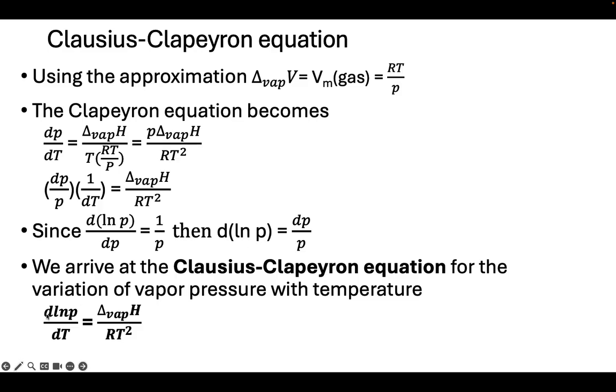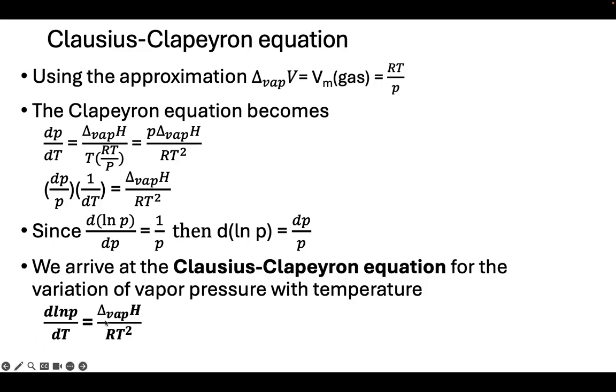So you end up with d natural log of P dT, that's what we have over on the left side here, is equal to delta H over RT squared. So this is only for the case of gases, well, actually, anything going to a gas, whether it's a solid going to a gas or a liquid going to a gas, where you're ignoring the molar volume of the solid or the liquid that you started with.